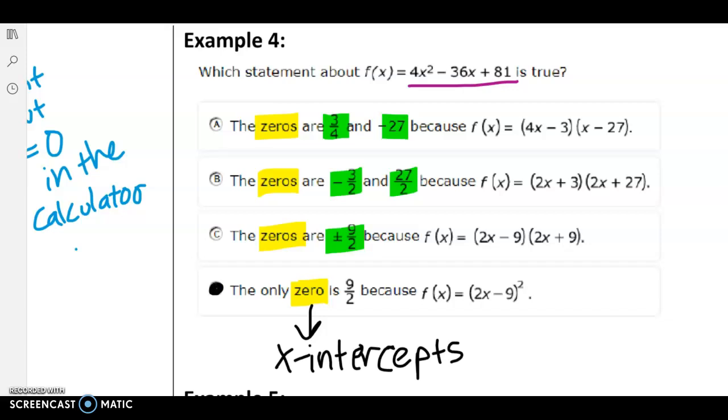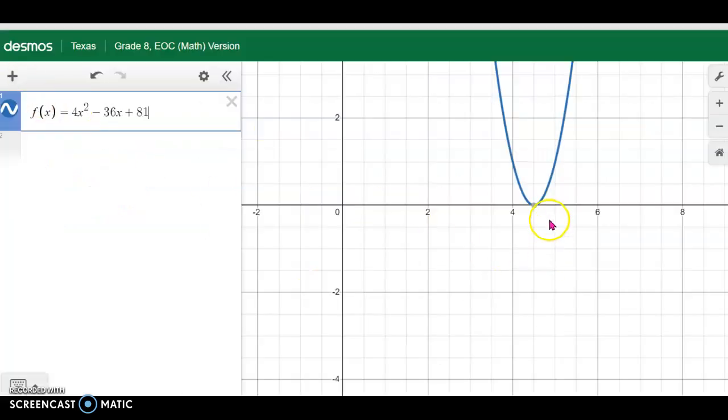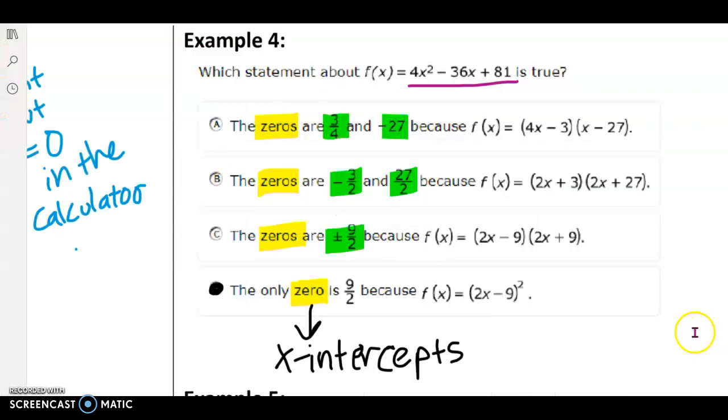Okay. On the calculator, keep in mind that when it shows you, it shows you the decimal. 9/2 is 4.5. Okay. So that was the answer to number 4. It was D because it's the only one that had only one solution. The rest had multiple solutions, multiple x-intercepts.